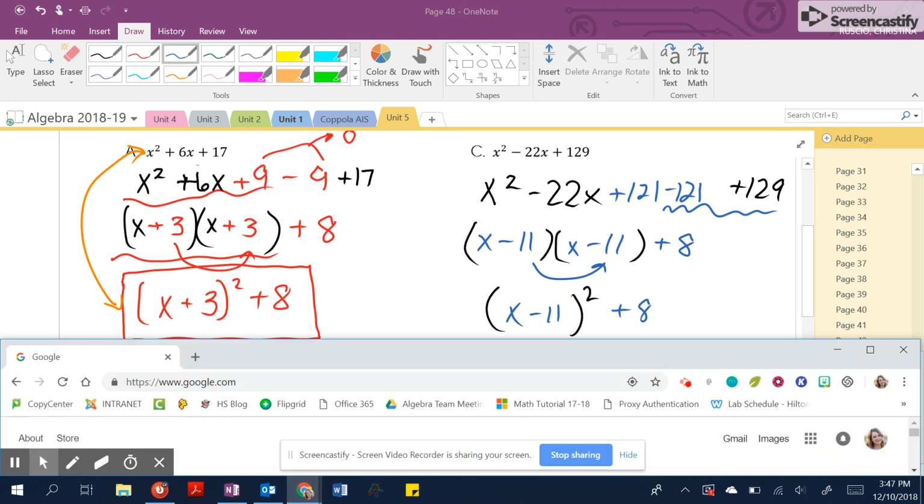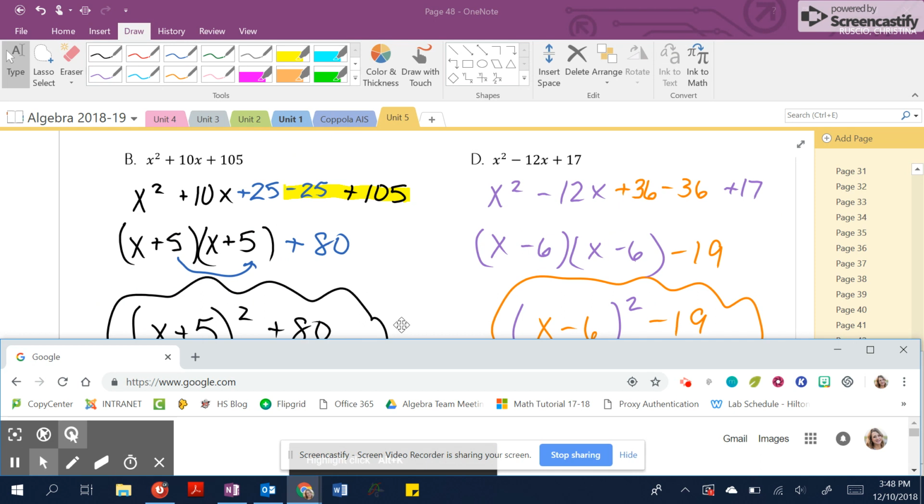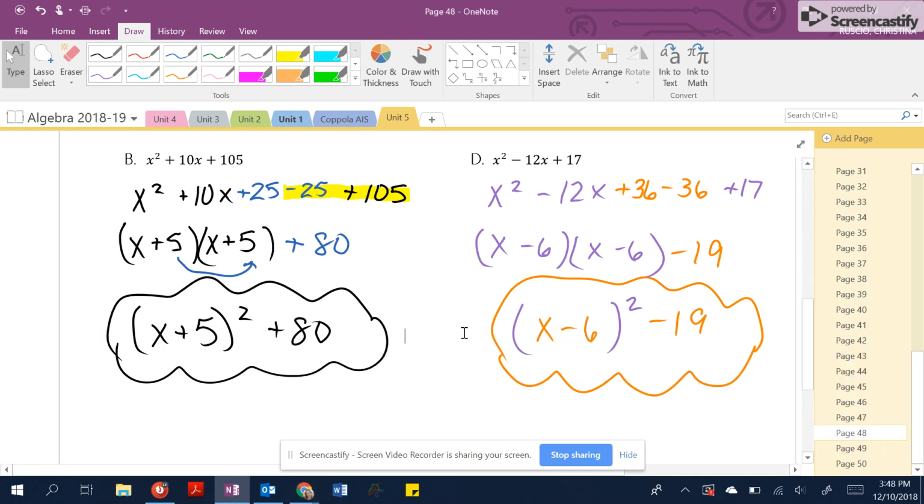All right, you try the last one. Here she is, D. All right, what did I do in my first step? I moved the 17 off to the side, and then I wrote this whole thing here. Then I thought to myself, how am I going to get that negative 12? What two numbers plus itself, negative 6 plus negative 6 is negative 12. Then I realized, oh, negative 6 times negative 6 is positive 36. So if I added 36, I got to subtract away 36.